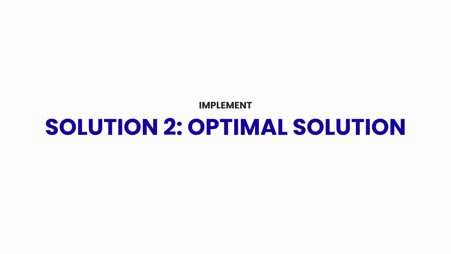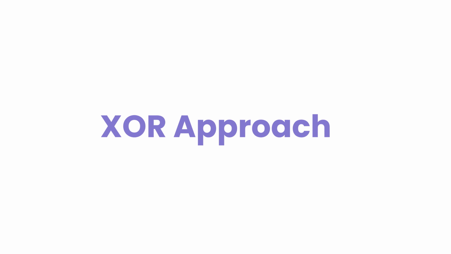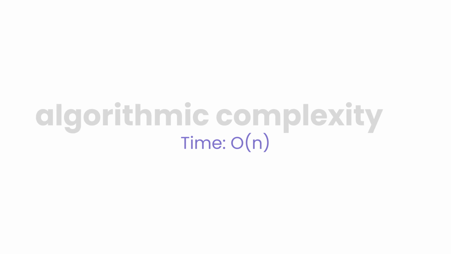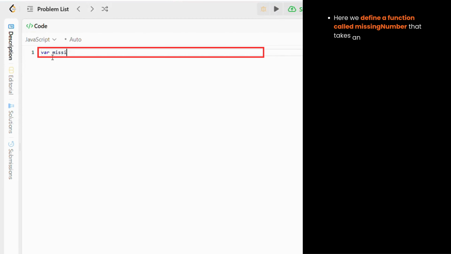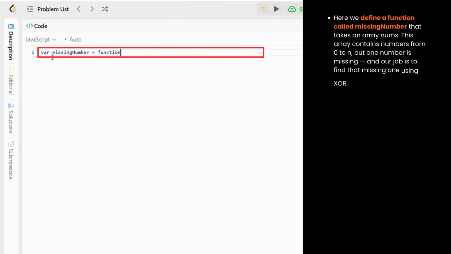Now let's try another implementation approach using solution 2. Here we define a function called missingNumber that takes an array nums. This array contains numbers from 0 to n, but one number is missing, and our job is to find that missing one using XOR. Time complexity: O(n) because we scan through the range once and the array once.